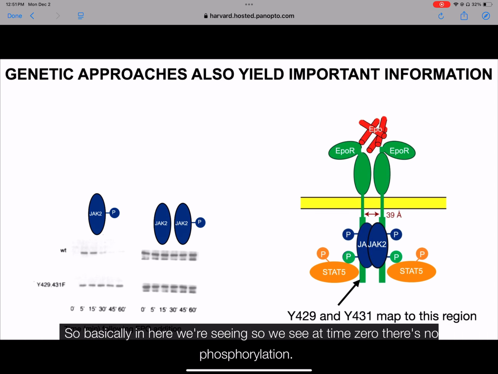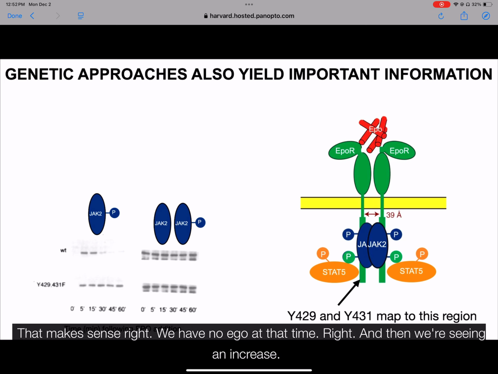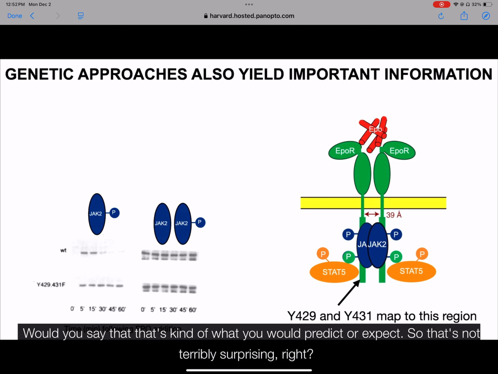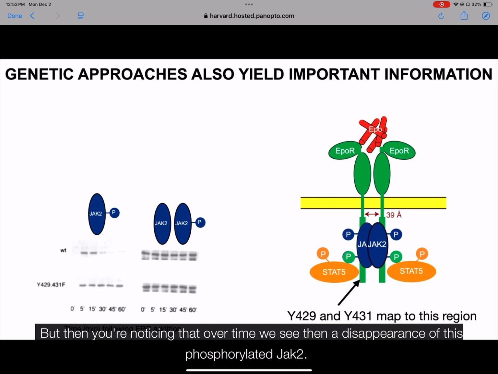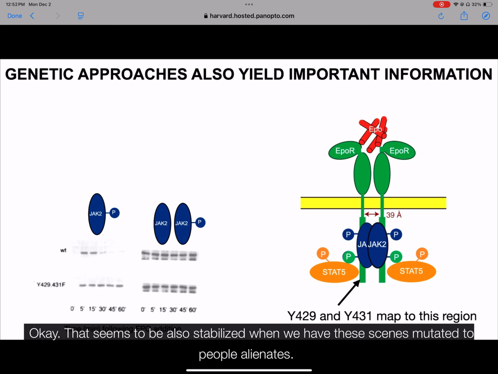Perfect, right? So basically in here, we see at time 0, there's no phosphorylation. That makes sense, right? We have no EPO at that time, right? And then we're seeing an increase. Would you say that that's kind of what you would predict or expect? So that's not terribly surprising, right? But then you're noticing that over time we see a disappearance of this phosphorylated JAK2, okay? And that seems to be, I'll say, stabilized when we have these tyrosines mutated to phenylalanines, okay?